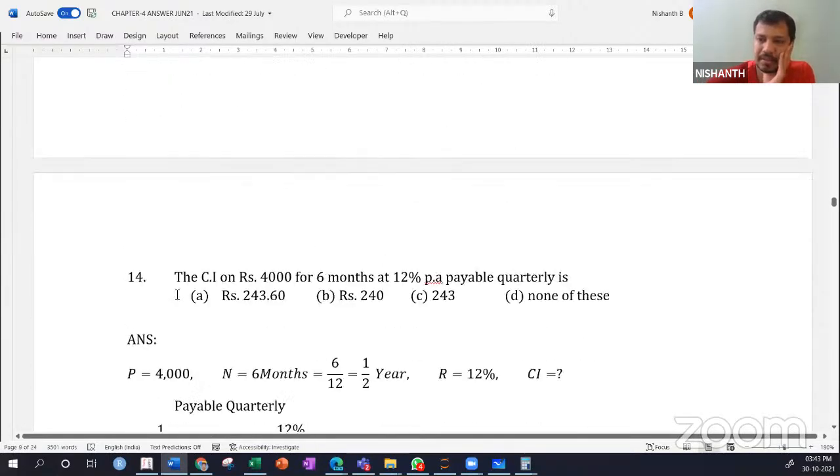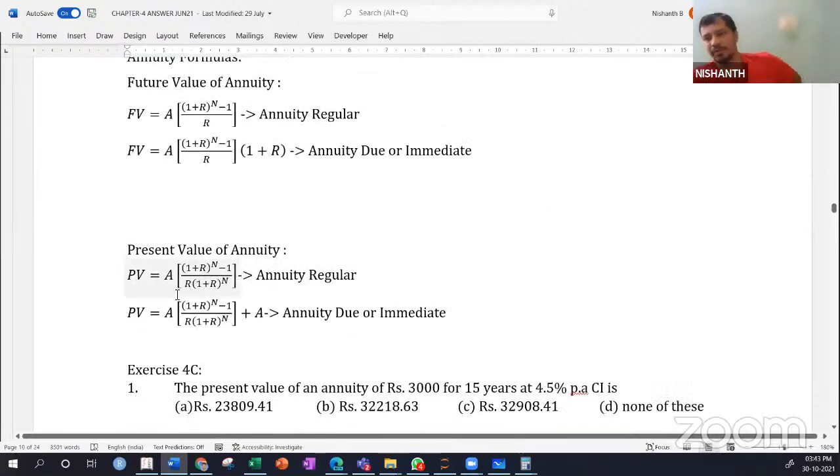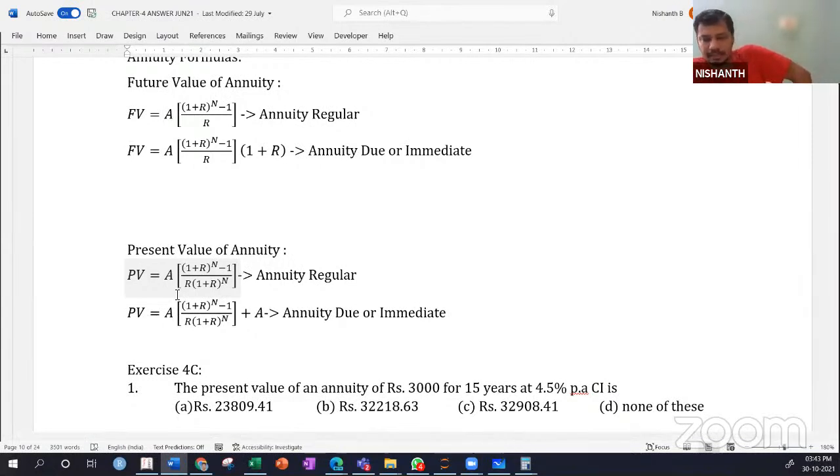Okay, next coming to annuities. These were the formulas for annuities. So as I said, all the problems are regular annuities, except in that worked example. There is one example given for annuity due or immediate, future value, and there is one example given for present value also, annuity due or immediate. So you can look at that example. There is no difference, just that small difference in the formula.